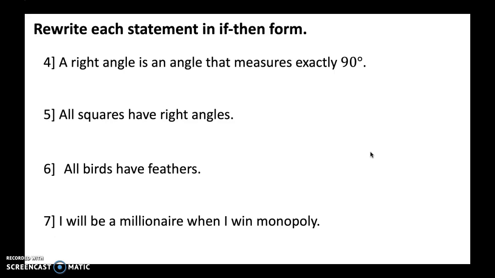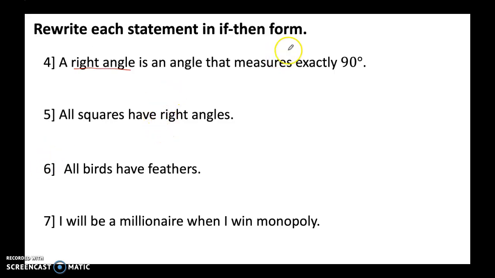Let's have another example. A right angle is an angle that measures exactly 90 degrees. We do not have here the word if or the word when. So to know the if statement, we should know the subject of the sentence. Our subject of the statement is the right angle. So therefore, that is our if statement.